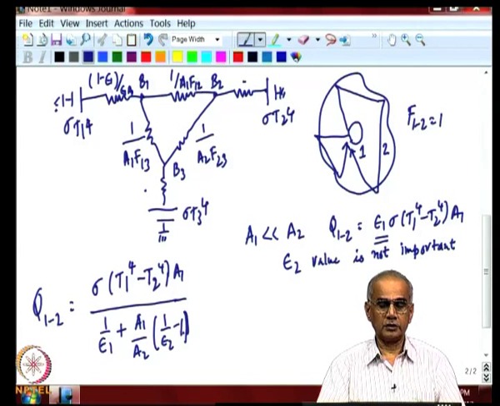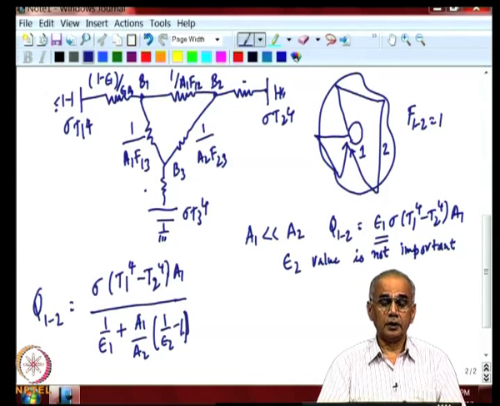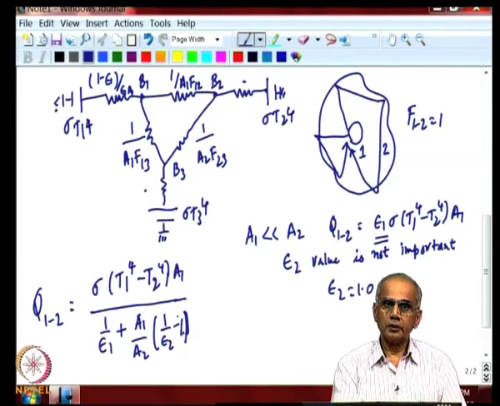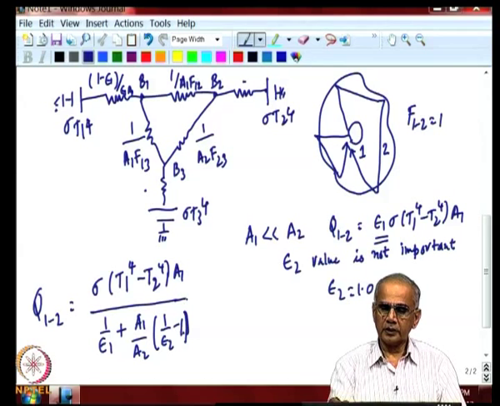So, this is a very important concept, and we will come back to this concept a little later when we derive effective emissivity of certain objects. So, this is the result that is worth remembering. This result is the same as if epsilon 2 was equal to 1. So, with epsilon 2 equal to 1, this term drops out and you are getting the same result.